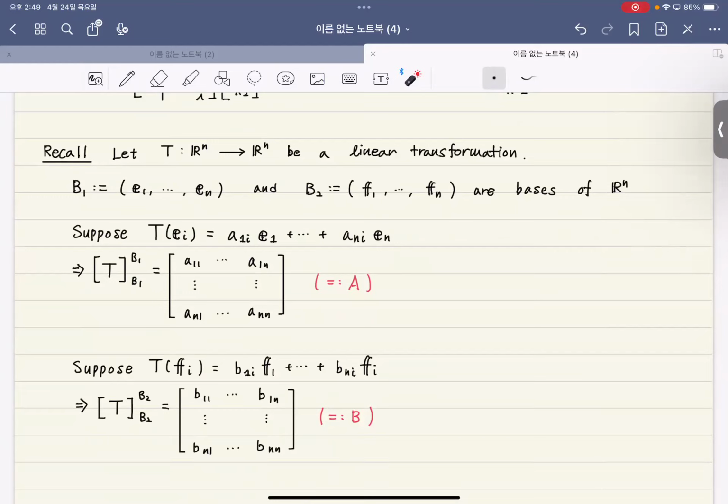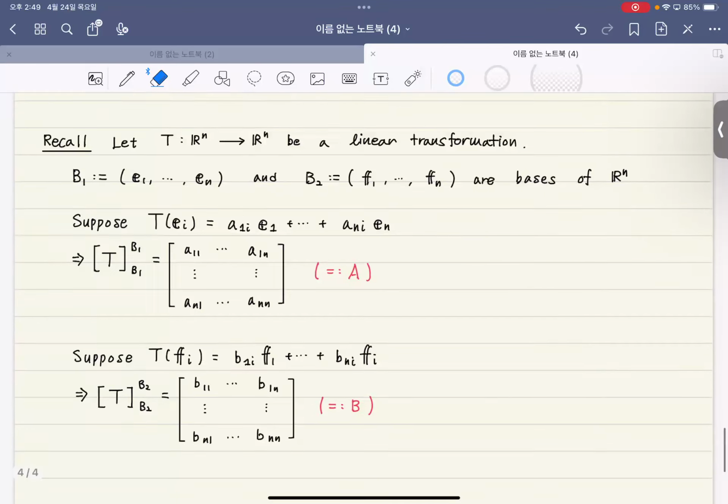The same thing is true for the basis B2. If I can write down T of fi as a linear combination of these bases, then this is the matrix representation of the same linear transformation using the basis B2, where the input basis is B2 and the output basis is again B2. Let me say this is matrix B. Even though the matrices A and B look completely different, you have to recognize that they are actually referring to the same linear transformation, right?